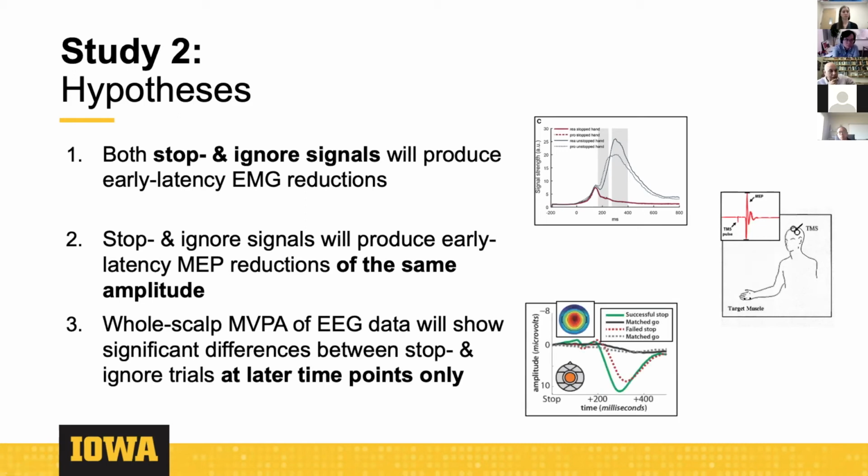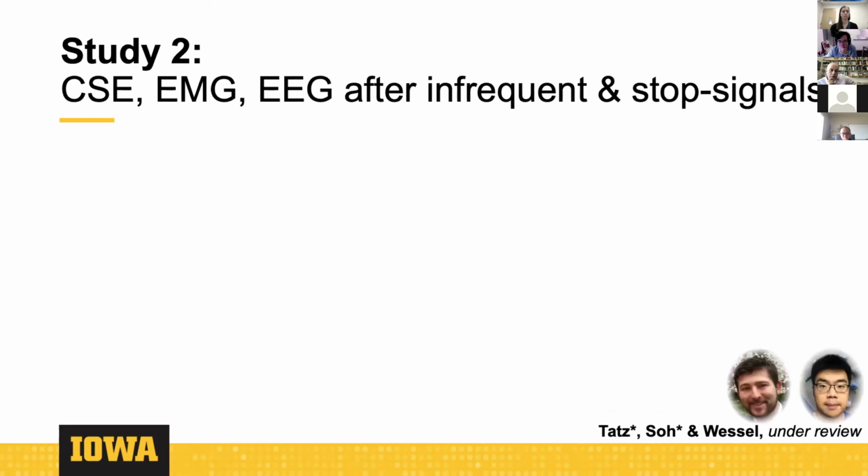And then finally, we used multivariate pattern analysis of the EEG data to investigate at what point, when you take the whole scalp into account, can you actually distinguish between stop and ignore trials? When does something happen that is unique to action stopping and not just due to the presentation of an infrequent event, whether that's paired with stopping or not? Okay, so let's jump right in here.